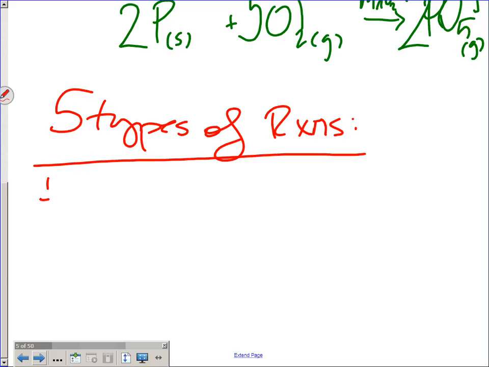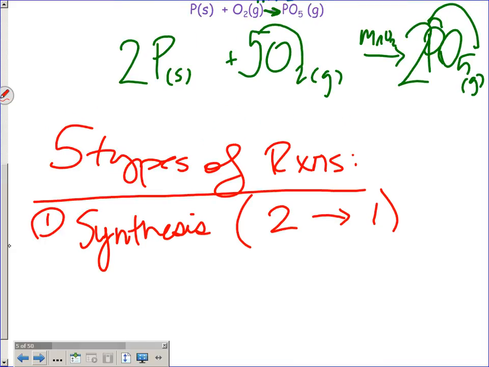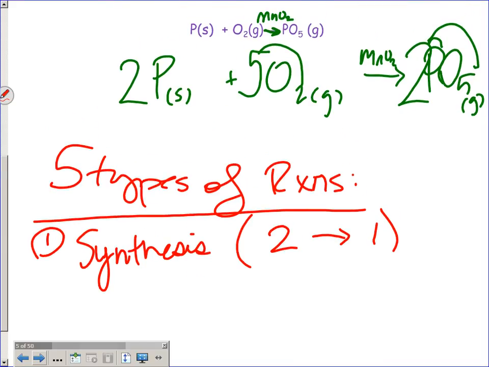But who's ever heard of a synthesis reaction? Synthesis is our first type of reaction. It basically takes 2 things into 1. Look at that reaction right above us. Doesn't that take 2 things into 1? That's a synthesis reaction.